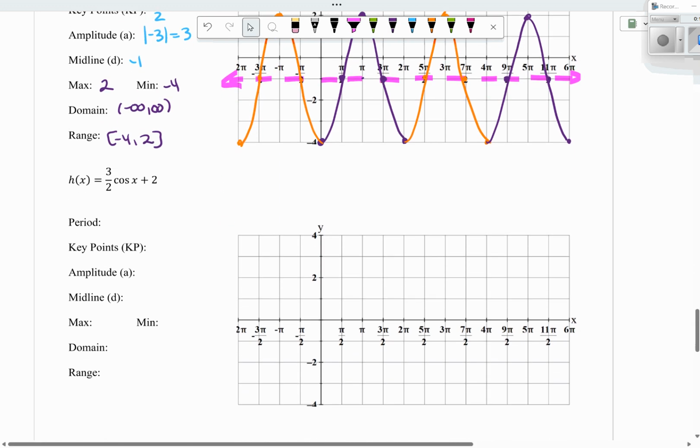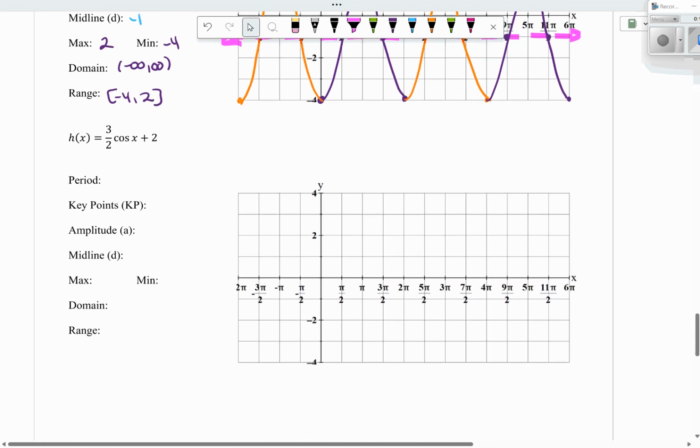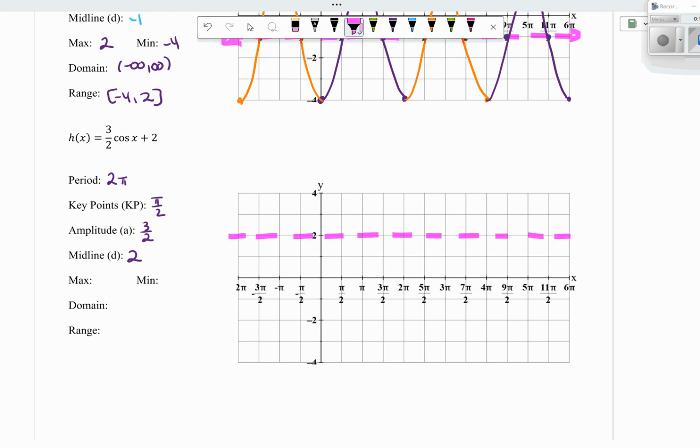Looking at the next one, we have, again, the period is 2 pi. Key points would be pi over 2, which is already on your graph for you. The amplitude is absolute value 3/2, so just 3/2 or 1.5. Midline is 2, so my graph, I'm going to draw my midline at 2. So 3/2 is 1.5, so that'd be a vertical stretch by 1.5 and then up 2. So cosine, again, because there's no reflection, we can start up 1/2 from the midline. So we're going to go up 1/2, which would start us right here.